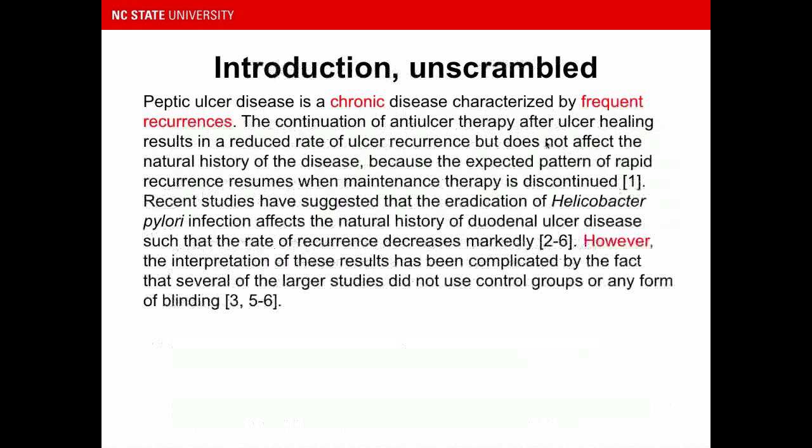However. So here's that red flag: here is my contrastive term. However, the interpretation of these results has been complicated by the fact that several of the larger studies did not use control groups or any form of blinding. So this example is claiming basically not a gap in the research, but an extension of previous research. When you get the handouts from the study, you'll see again that in move 2, you can either establish a gap, so however little is known, or you can extend previous research. In this case, this author is making a claim for extending previous research.